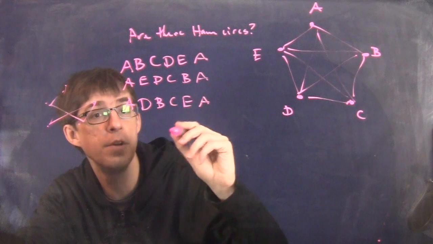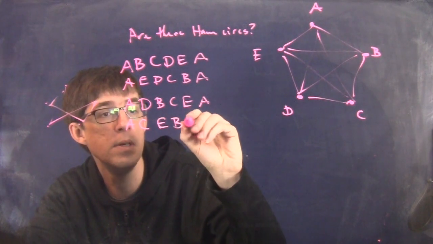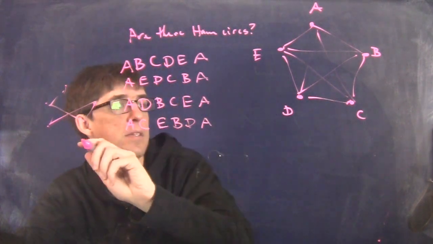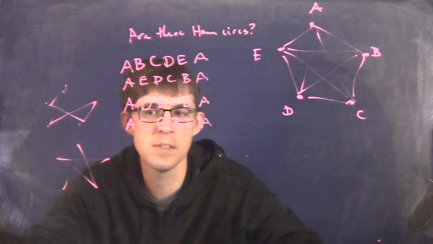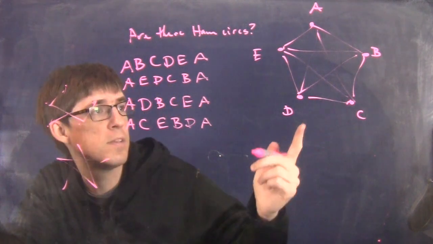How about this one? I'm thinking of another one. A, C, E, B, D, A. That's another one. This one looks like A, C, E, B, D, A. That's a cute little star, isn't it? Can you think of another Hamilton circuit in this graph?